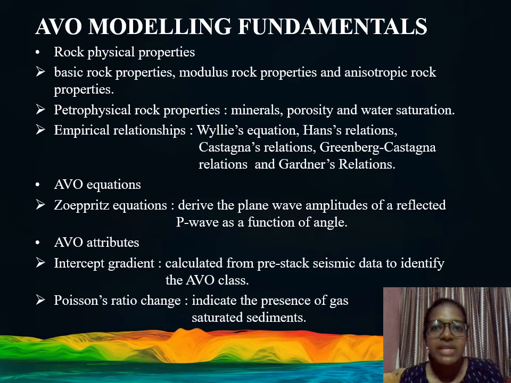Moving on to AVO modeling fundamentals, first I would like to talk about the rock physical properties. Basic rock properties include P wave velocity, S wave velocity, density, P and S impedance, Poisson ratio, and VP/VS ratio. For the modulus rock properties, there are bulk modulus and shear modulus. And the anisotropic rock properties are directionally dependent seismic velocity. Petrophysical rock properties include minerals, porosity, and water saturation.